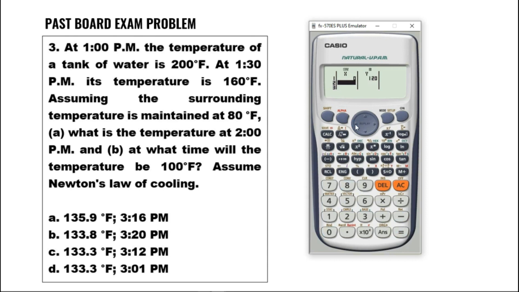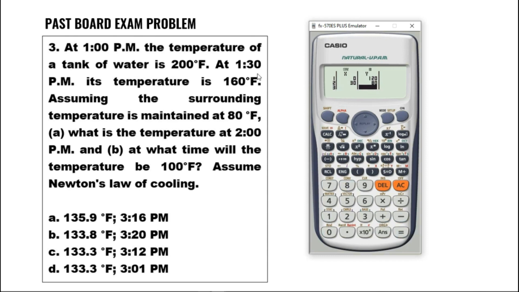Then we have here at 1:30. So that is after 1 p.m., 30 minutes after. So at time 30 minutes, you have here 160 degrees Fahrenheit. So 160, change of temp, so minus surrounding temp, 80. Now, hinahanap natin, what is the temperature at 2 p.m.?